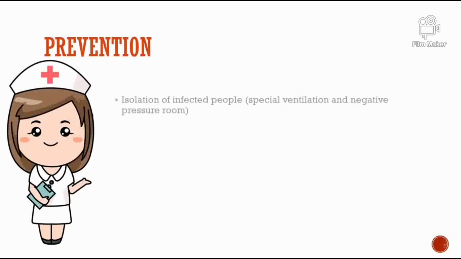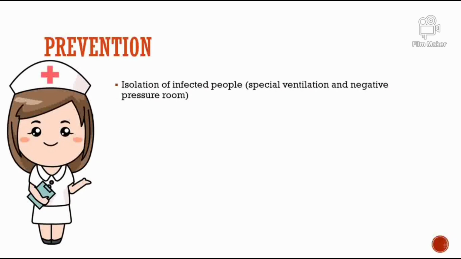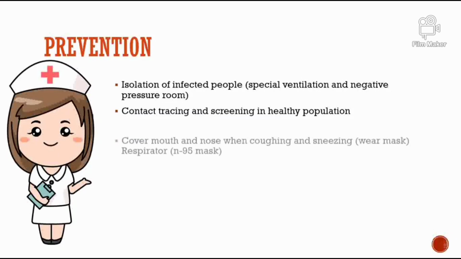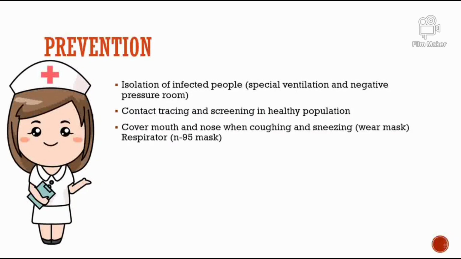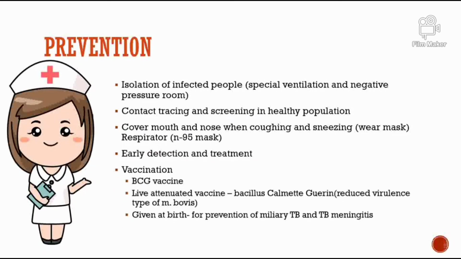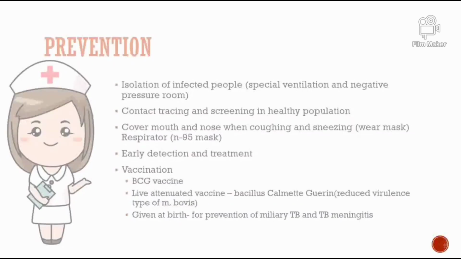The prevention of TB would be isolation of infected people, given spatial ventilation and a negative pressure room, contact tracing and screening in the healthy population, covering the mouth and nose when coughing and sneezing, and wearing an N95 mask. Then early detection and treatment, and vaccination, such as the BCG vaccine, a live attenuated vaccine, the Bacillus Calmette-Guérin, which reduces the virulence of a type of M. bovis, given at birth for prevention of miliary TB and TB meningitis.